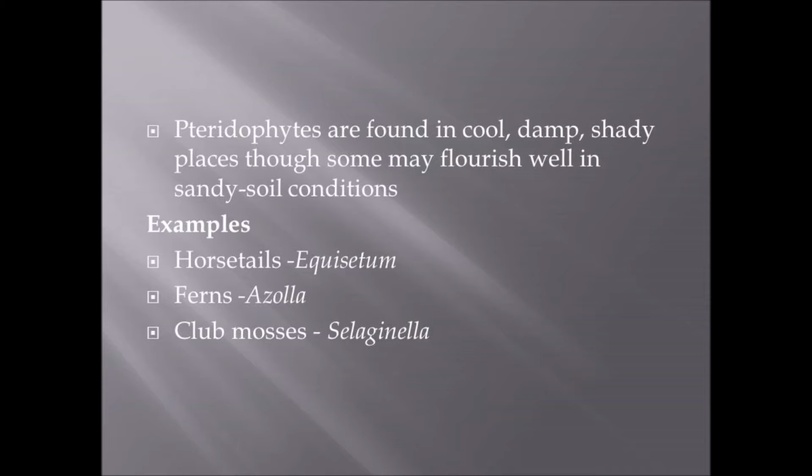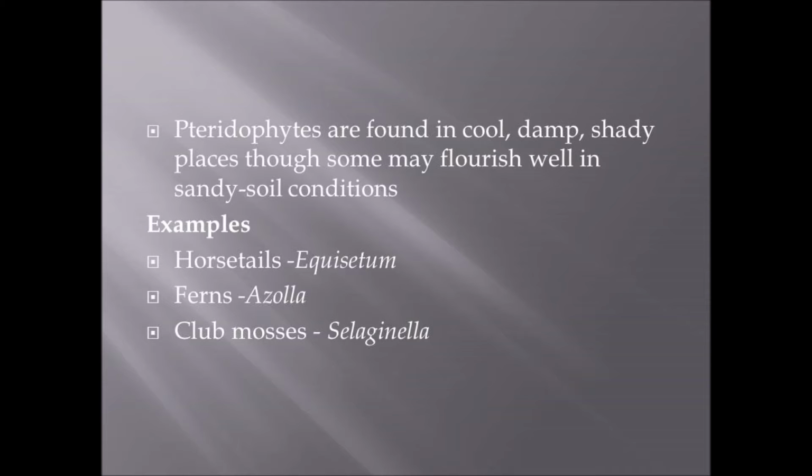Pteridophytes are found in cool, damp and shady places. Cool means where the sunlight is not falling much, so those places are very cool, and the soil should be very moist and shady. In such places only pteridophytes will grow, though some may flourish in sandy soil conditions. Some other categories of the pteridophyta may grow in a very sandy environment.